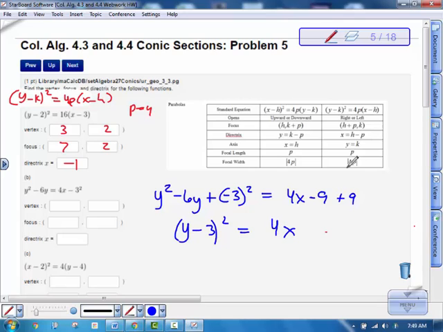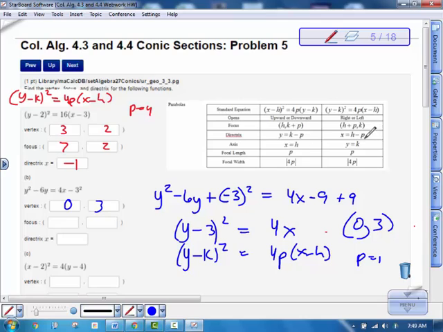We simplify this, and if we look at this and compare it, we have y minus k squared equals 4p times x minus h. We can see that h is 0, and we can see that k is 3. So the vertex is at 0, 3. We can also see that p is 1. And if p is 1, we know we're in this column right here. To find the focus, we would do h plus p, so it'd be 0 plus 1, which is 1, comma k, which is 3. And the directrix is the line x equals h minus p, so it'd be 0 minus 1, which is negative 1 again.